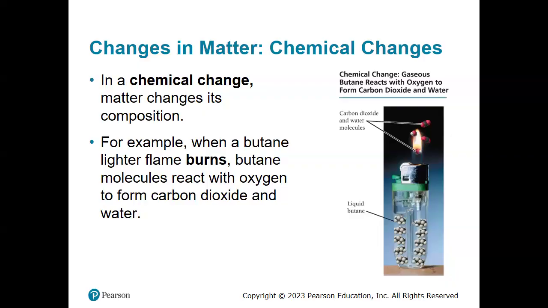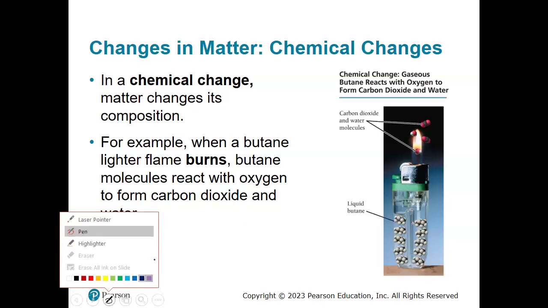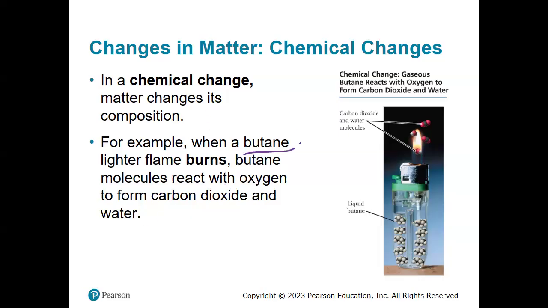Let's talk now about chemical changes. Chemical changes are ones where we see changes in the composition of the matter itself. Like I said, one of the most common examples of this is combustion, burning stuff, flammability. And the reason why we can consider this so easily is because from a chemical standpoint, we started with butane. Butane's chemical formula is C4H10. And oxygen is O2.